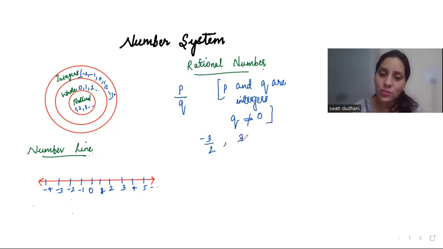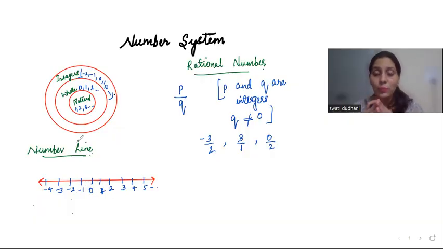And we can also take 3 as a rational number. 3 can be represented as 3 by 1, or 0 is also a rational number because 0 can be represented as 0 by 1, 2, 3, anything. So all the integers are rational numbers. Okay. So now next let us see the number line.